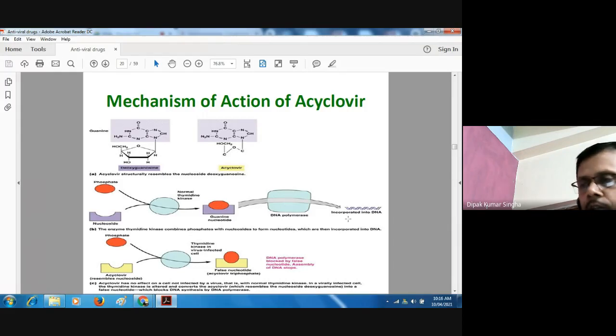After it binds, replication occurs and another DNA is formed. The normal process goes on. But when you take acyclovir, it binds with the phosphates, and through the thymidine kinase in the virus-infected cell, a false nucleotide is formed. Here the guanosine nucleotide forms in the actual process, but here a false nucleotide forms. That means the formation of the nucleic acid chain stops. So DNA polymerase is blocked by the false nucleotide, and the replication process is hampered. Do you understand?